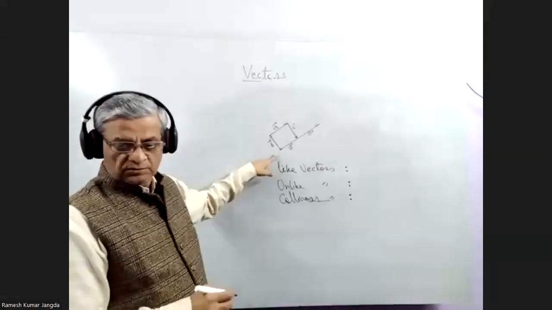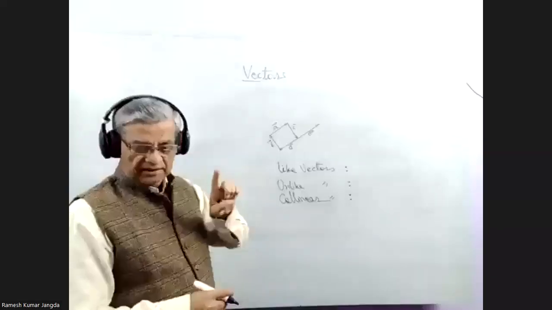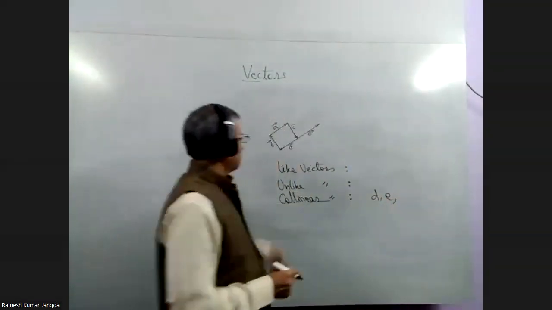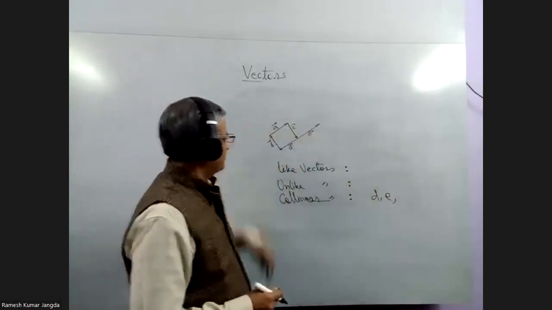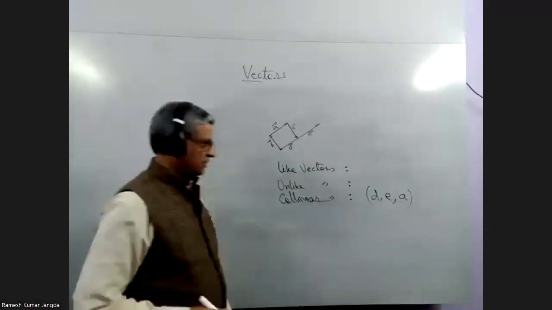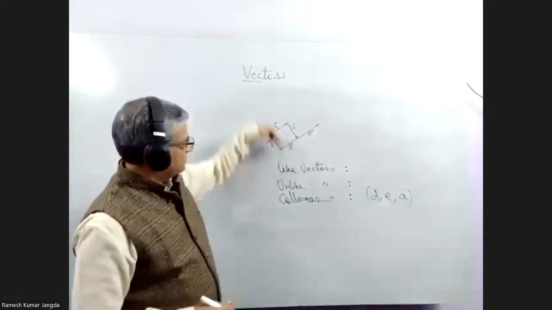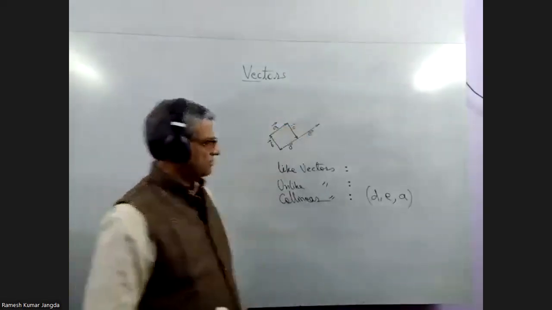Say it again. D and E collinear. D and E. D, E, A. D, A, yes. These are collinear. Another pair of collinear vectors, this and this, B and C.